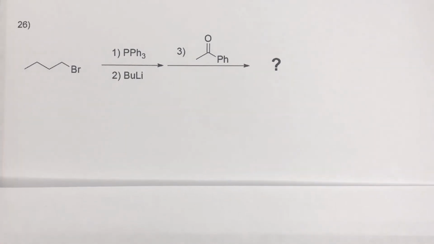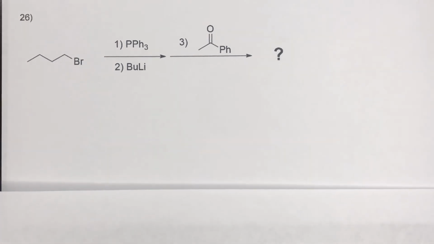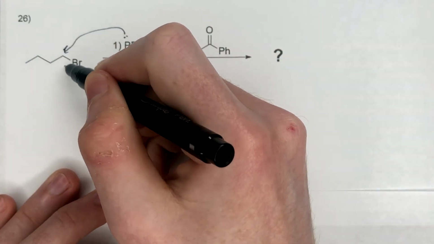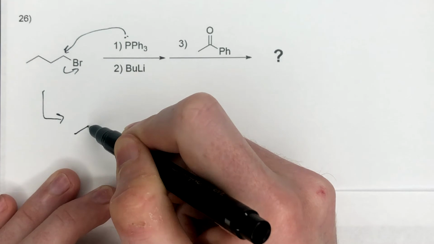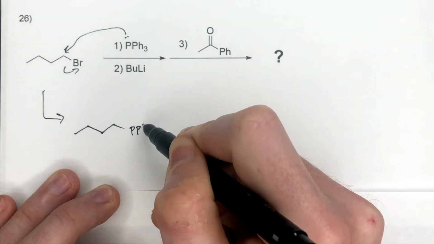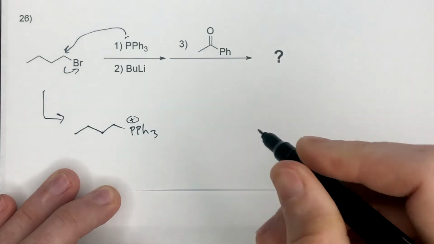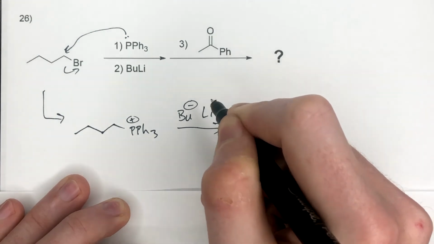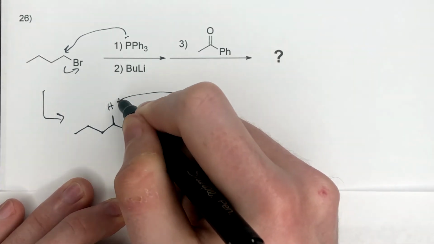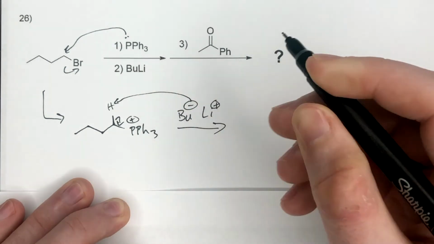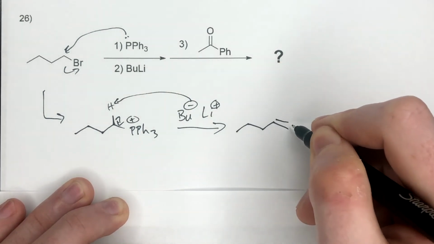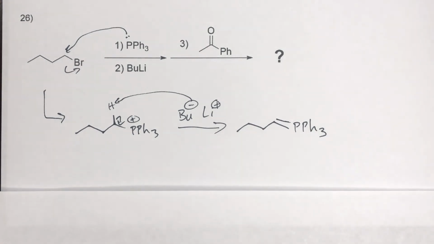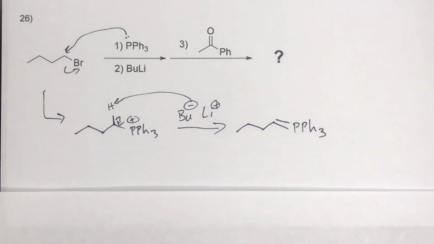Okay, moving on to number 6. So this is the Wittig reaction. Initially, the phosphorus is going to undergo a standard SN2 reaction with your primary alkyl halide. Then n-butyllithium is an extremely good base, so this is going to remove this proton and form the ylide. Because now remember, phosphorus can have an expanded octet, so this is quite stable.